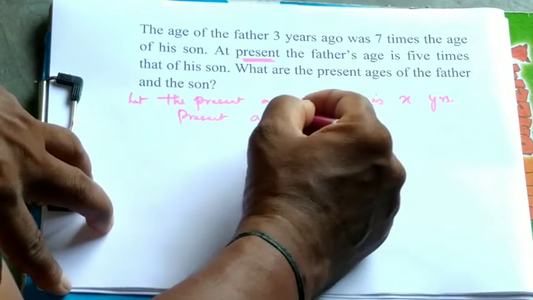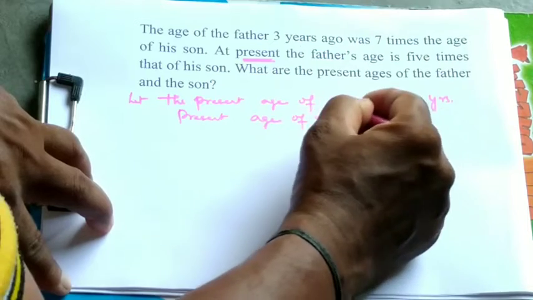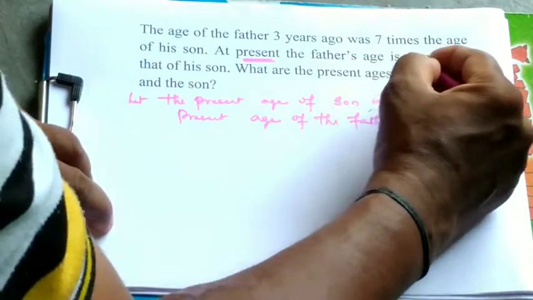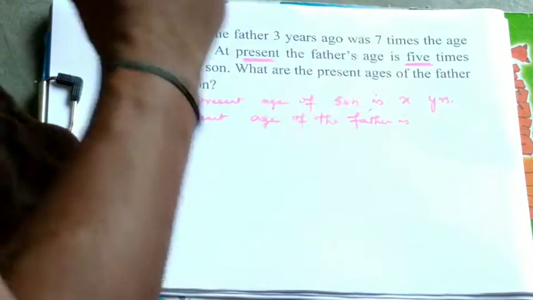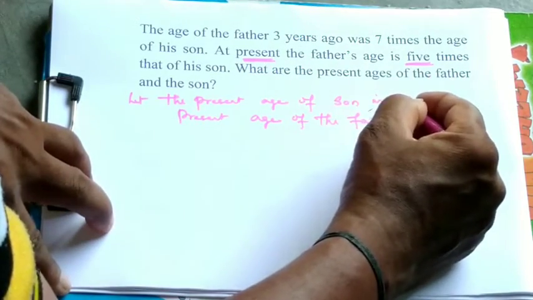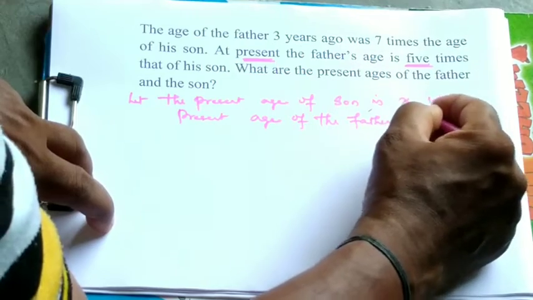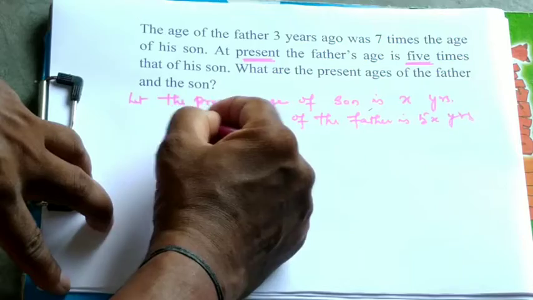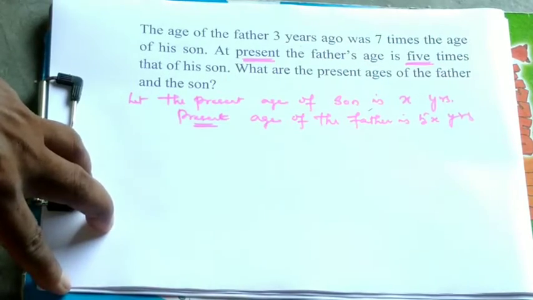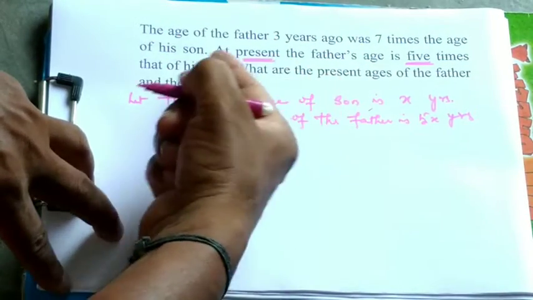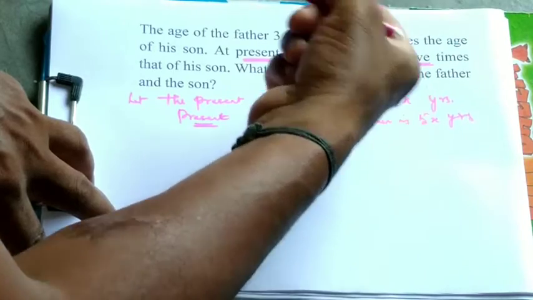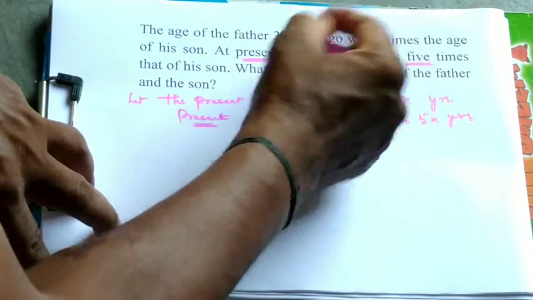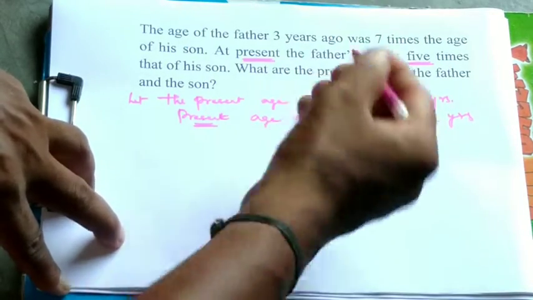Therefore the present age of the father, what we are assuming, is 5 times that of the son. We are assuming the son is x, so the present age of the father is 5 times the son, 5x. Present age, read the word very carefully. So it is 7 times 3 years ago. First we consider 3 years ago.